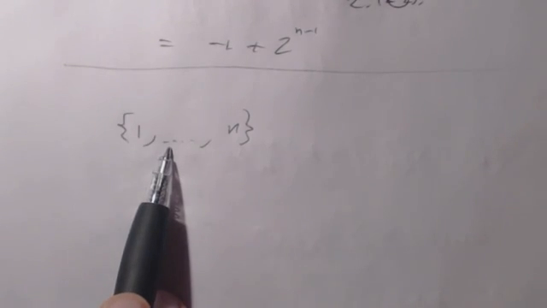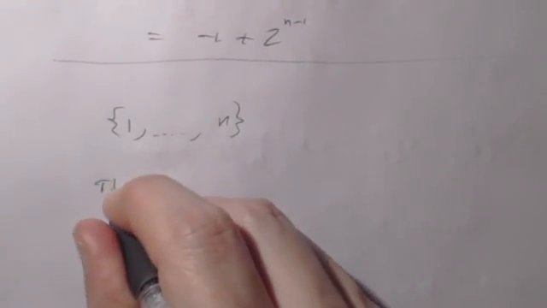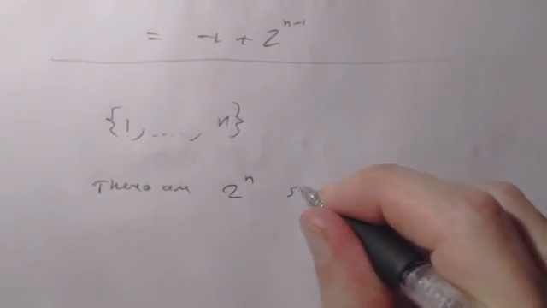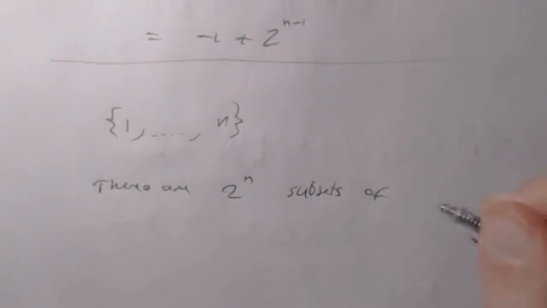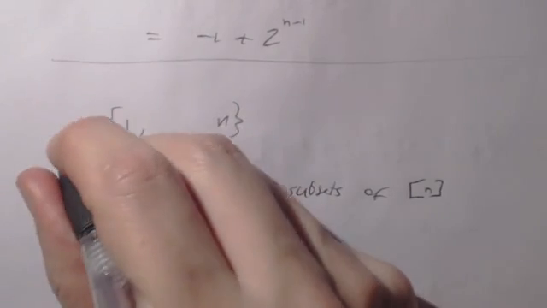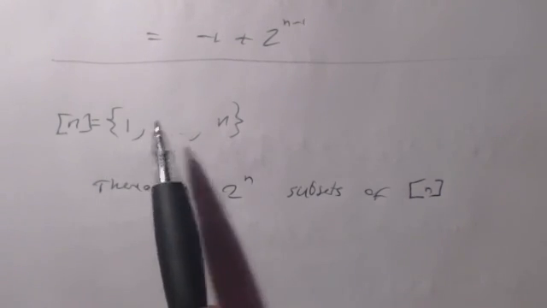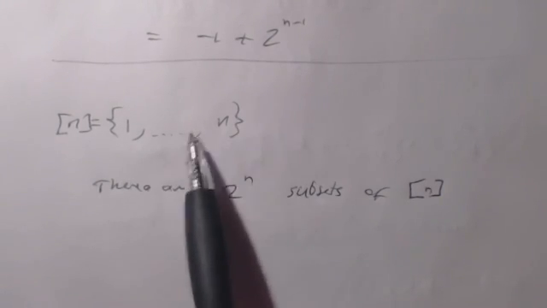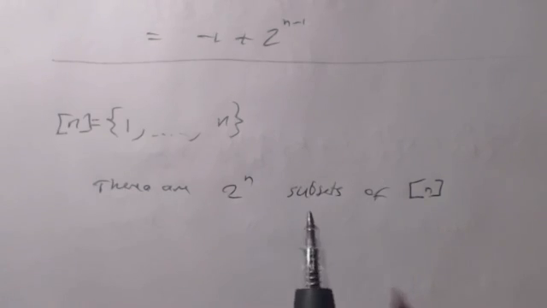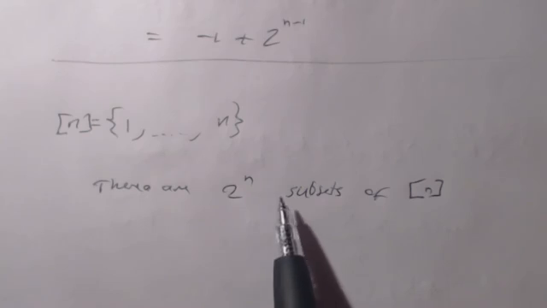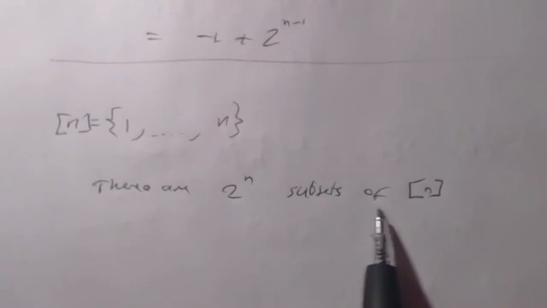if we just think, there are 2 to the n subsets of [n], which is that set there. There are 2 to the n subsets because there are n objects, and for every element of this set you can choose whether it is either in or not in a subset. So that gives you two choices for each of them. They're all independent of each other. There are 2 to the n possibilities. So 2 to the n subsets of [n].